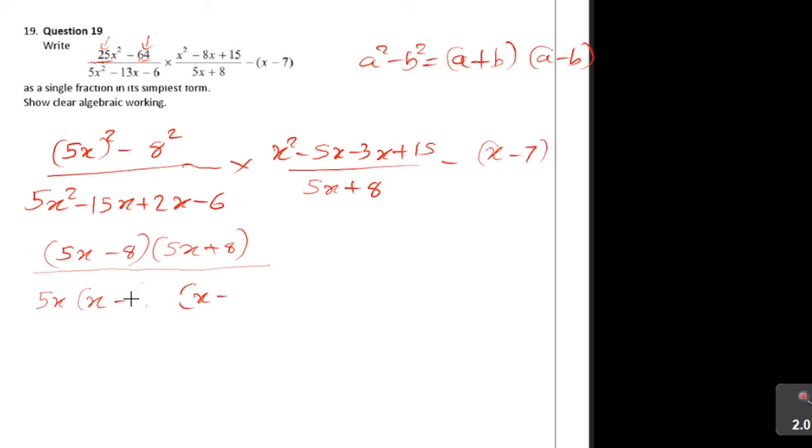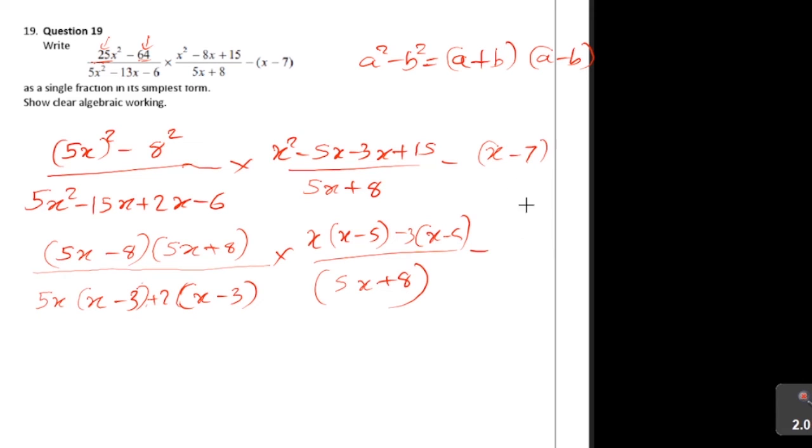What do we have? When I take 5x out, here will be 3 and I get 2 out, so again x minus 3, into, here I will get x out, x minus 5, minus 3 out, again x minus 5, 5x plus 8. And still this part I'm just keeping as an outside part, I'm not dealing with this later part.